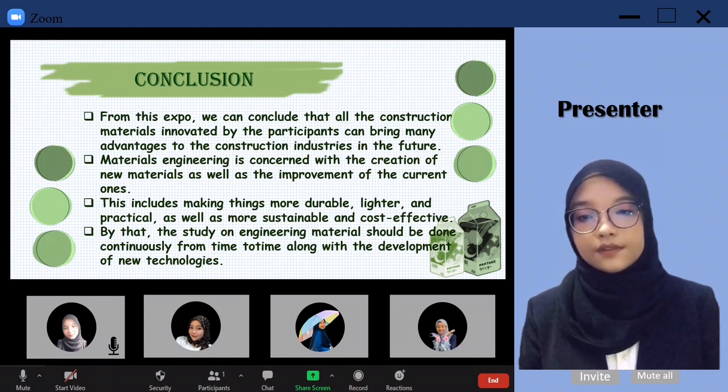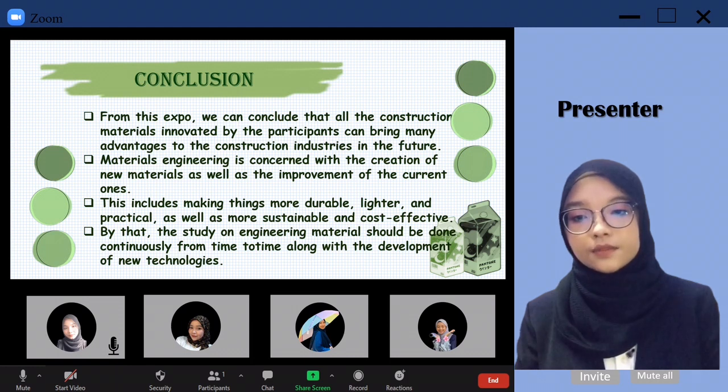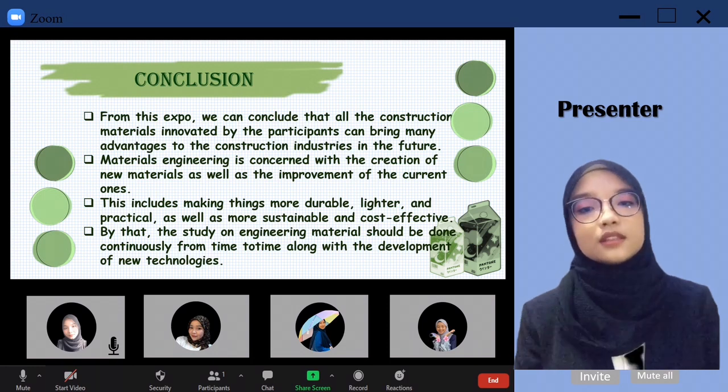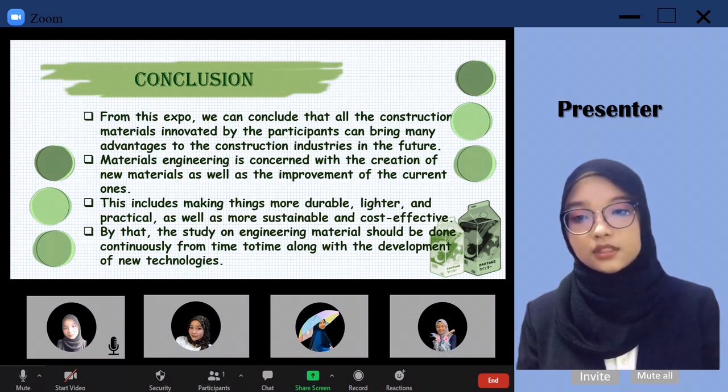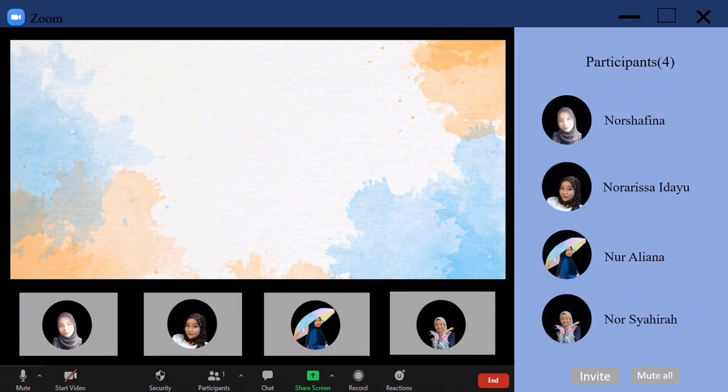By that, the study on engineering materials should be done continuously from time to time along with the development of new technologies. Every country should encourage innovators and inventors to share and inculcate novelty and sustainability in their research, including in the construction industry. It is not just about making new and better products. It encompasses all aspects of ideas, processes, systems, services, methods, and models of the materials innovated for construction purposes. By that, every country around the world can exchange their research with one another and together lead the world toward better development into a better future, especially in construction industries.